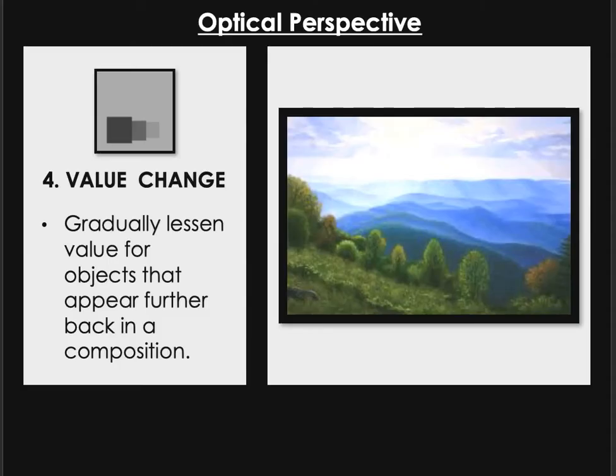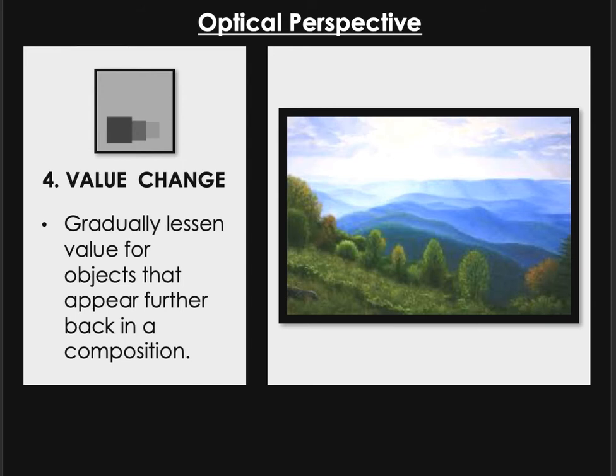Our fourth optical perspective talks about value. Now, we haven't gotten to value yet. That's our fifth element. But value, again, I already taught you guys that value is how light or dark a color is. So when you gradually lessen the value of an object, it's going to appear further back in the composition. And what better place are we to live than to see this in nature?